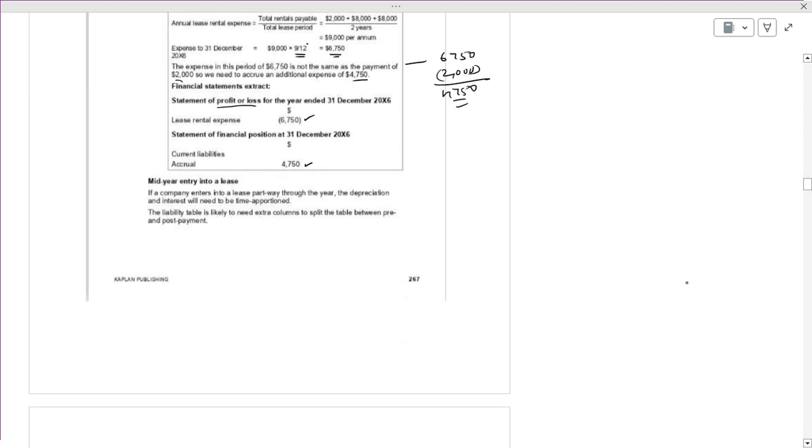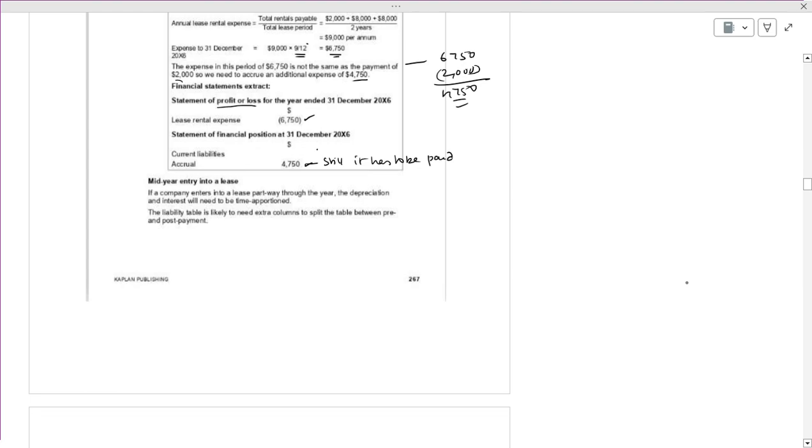Fine. It is accrual basis. Accrual basis means even if you have not paid, you have to reflect how much you owe. See, you have paid only 2000. Is it right? You have paid only 2000. Still it has to be paid.